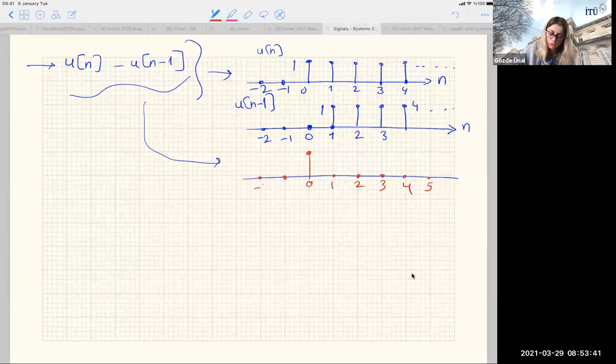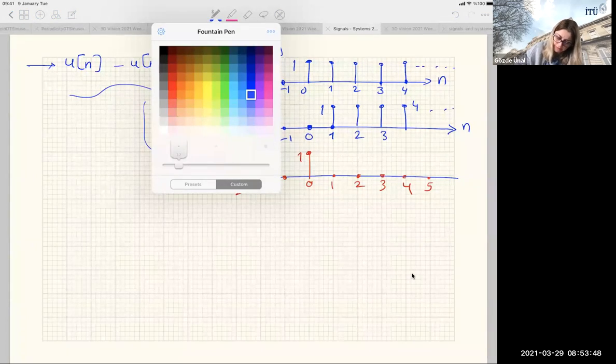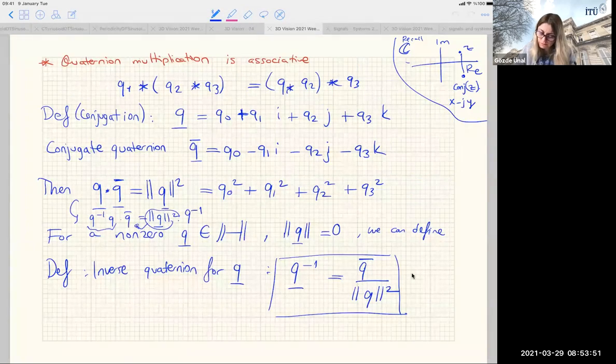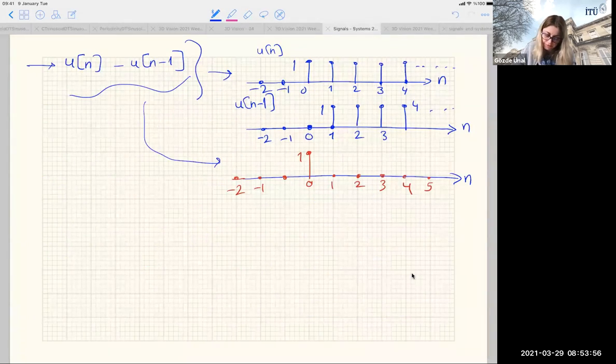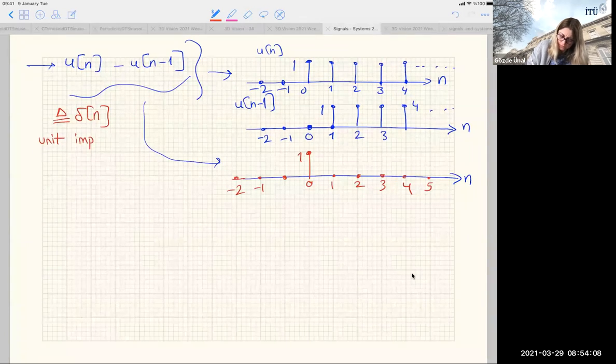Okay, so we give this a special name. This is a unit impulse sequence, guys. Okay, sorry, this is my 3D vision course all of a sudden coming up. So this is delta n. This is defined to be delta n, the unit impulse sequence. This is also an important signal that just samples from signals.